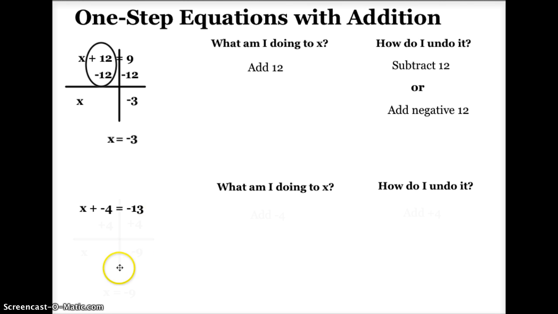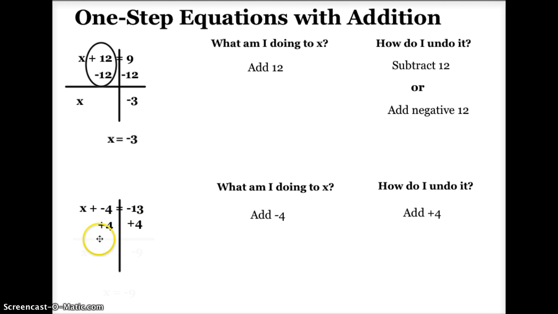Let's do it one more time. This time my problem is going to be x plus negative 4 is equal to negative 13. In this problem, I'm adding negative 4 to x. And to undo that, I'm going to add a positive 4 to both sides. So I'm going to start by adding 4 to that side, but to keep the equation balanced, I have to add 4 to the other side also.